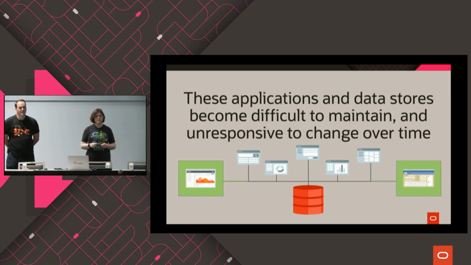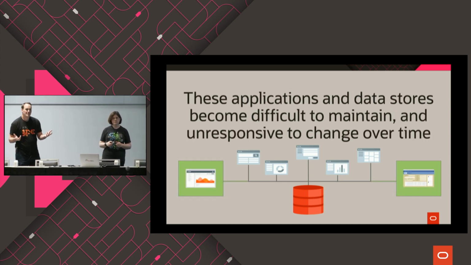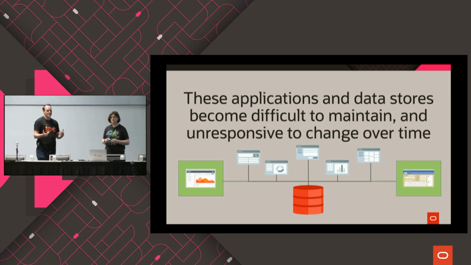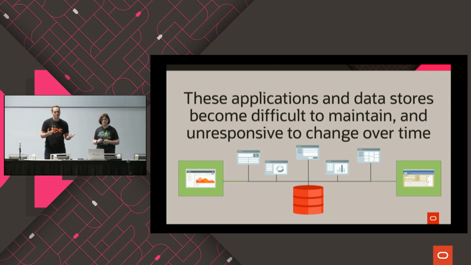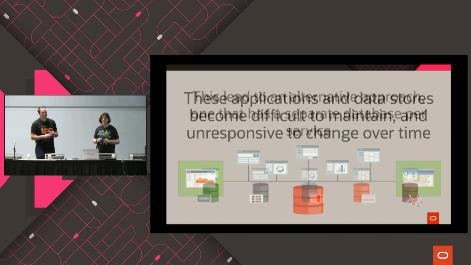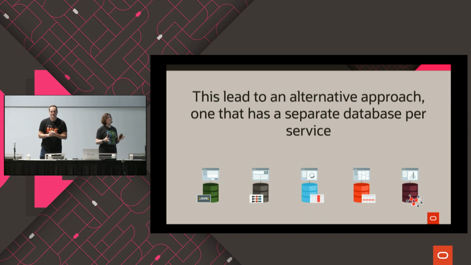The biggest problem with that was when we added new applications that perhaps wanted to store more data or needed the data in a different format, that always caused some frictions. We had to change the schema, we had to coordinate with other applications and so forth. So that has led to an alternative approach to application development, one where we have a separate database for each of the individual services that we're trying to develop.